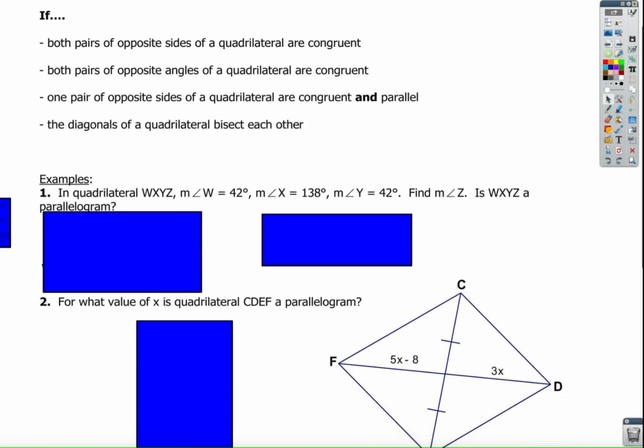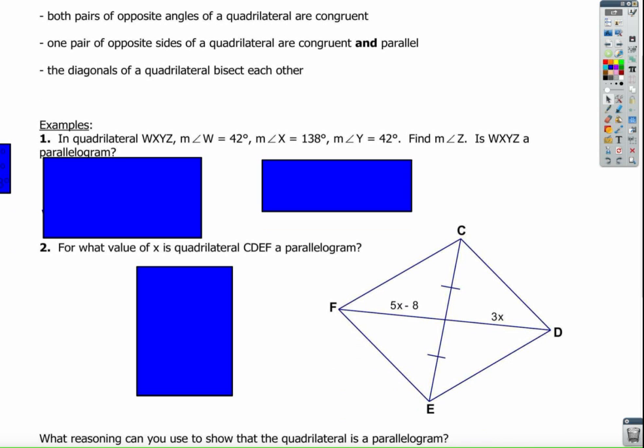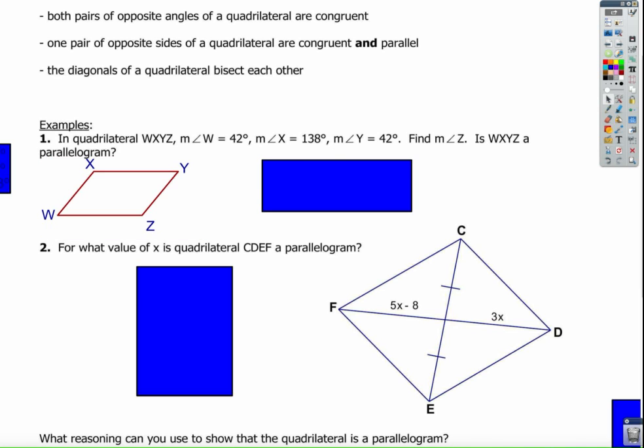So let's look down here. In quadrilateral WXYZ, the measure of angle W is 42, X is 138, Y is 42. We need to find the measure of angle Z and then determine if WXYZ is a parallelogram. I recommend that we start by drawing a picture. I'm going to draw a quadrilateral and label the angles in order as they are named. So W, X, Y, and then Z. I'm also going to fill in my angle measurements based on what they tell me in the problem.